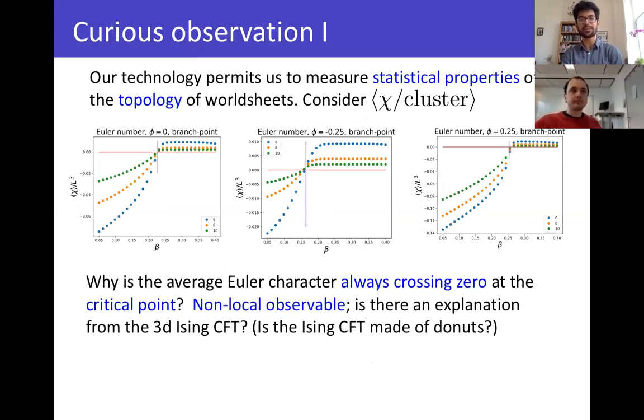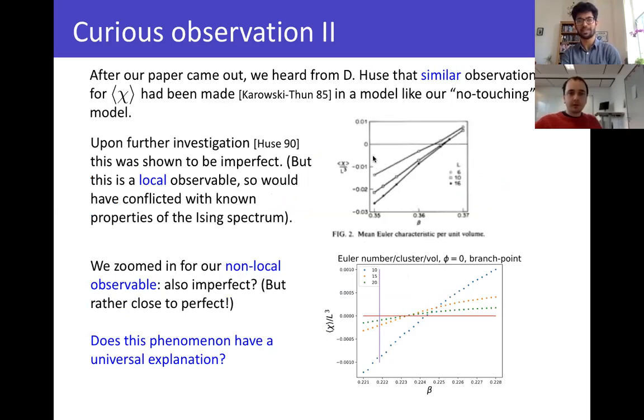One thing that we made a plot of was the average Euler character per cluster, which is basically saying, what is the topology of the typical cluster? A really interesting thing happens, which is that it's almost always very close to zero at the critical point. That's what all these curves crossing zero means. We don't really understand what this means or why this is happening. This is suggesting that there are a lot of tori at the critical point everywhere along that line. But this is only suggestive, because it's actually a very confusing question. There's a history of this question being studied before and it doesn't quite work out. David Hughes studied this a long time ago.